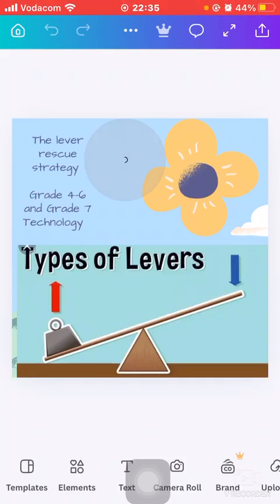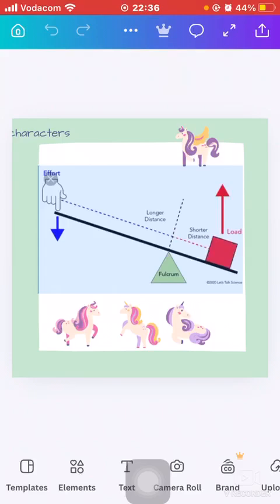Well, a lever is a simple machine, and as you can see, there are different types of levers, right? Our storybook is about the lever rescue strategy, and that is based on the subject of technology in grades 4 to 6 and grade 7. So let's start. We are going to learn about the different types of levers.